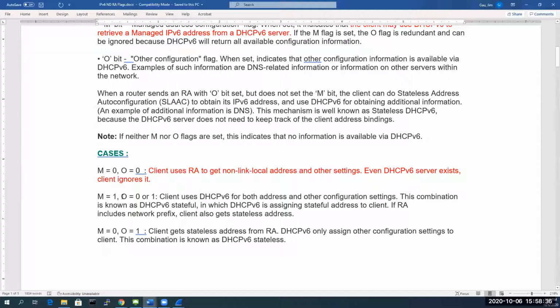And for M=1, then you will listen to a DHCP and you would take the DNS server that has been set up, and everything will be under management. If M=1, we don't care about O. If M=0 and O=1, then the client will ignore all the DHCPv6. However, it will just take the other information such as the DNS into consideration.